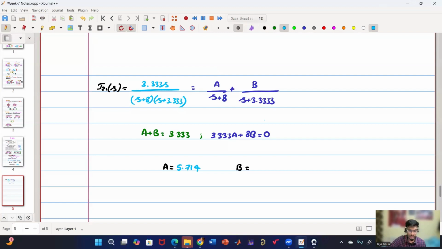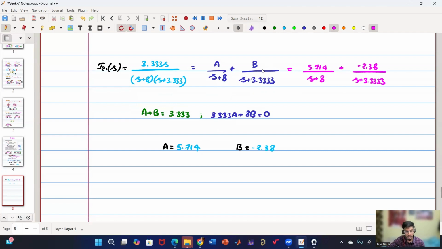And B? B is minus 2.38, right? Because A plus B is 3.33. Yes, sir. B is minus 2.38. Yeah. So now if I write the equation, I'll have A is 5.714 by S plus 8 plus B is minus 2.38 by S plus 3.3333. So can anyone tell me the time domain expression of I21 of t?